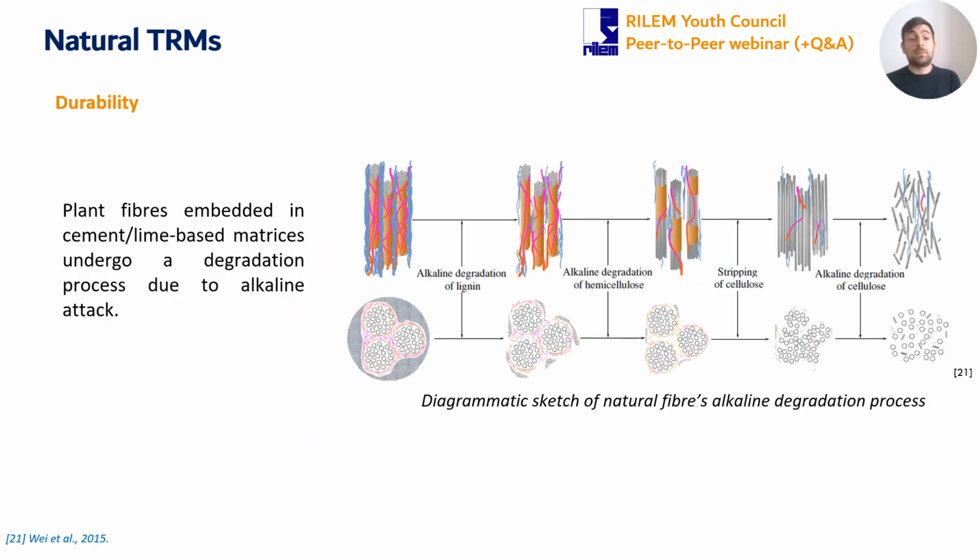Another fundamental aspect is more related to durability, because plant fibers embedded in either cement or lime-based matrices undergo a degradation process due to the alkaline attack. We can see in this image what the process is. At first we have a degradation of lignin, then a degradation of hemicellulose, then the break of the hemicellulose wall, and in the end a complete degradation of cellulose. This kind of degradation is a well-known process.